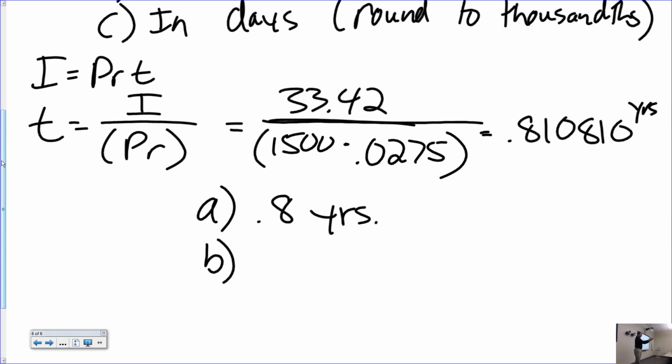That's if you're trying it. What is 0.8 divided by 12? What do you get? 0.06. Does that seem like a reasonable number of months? Sure.